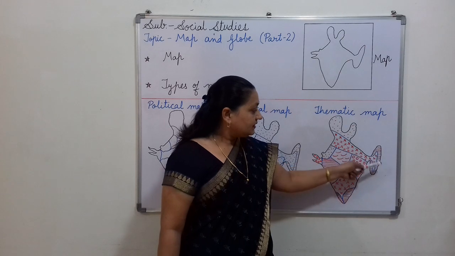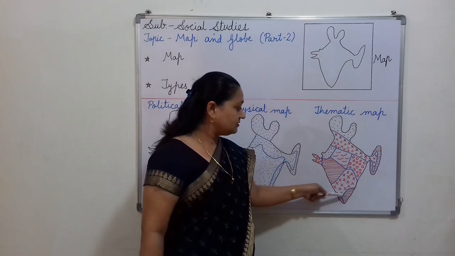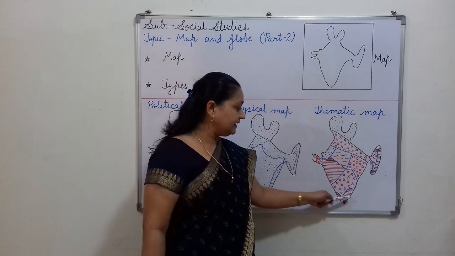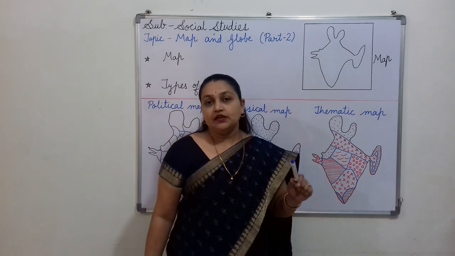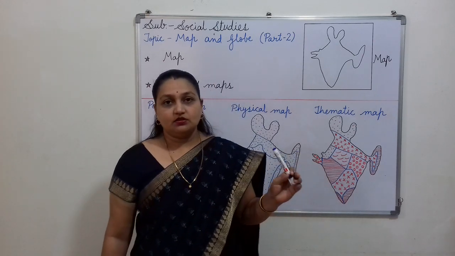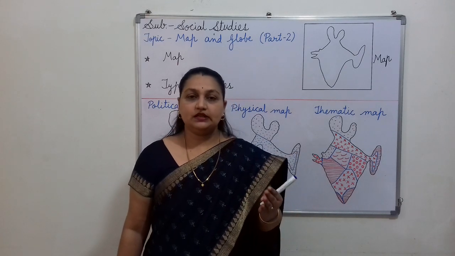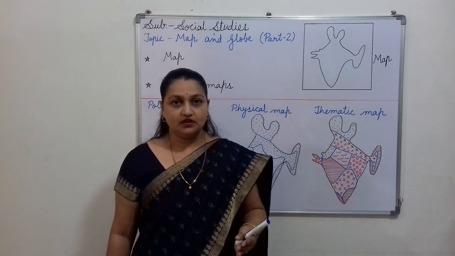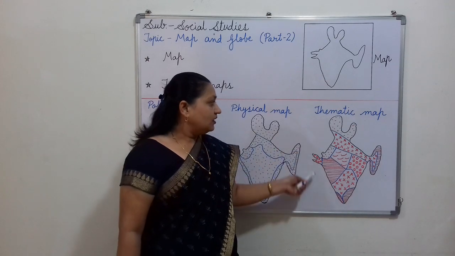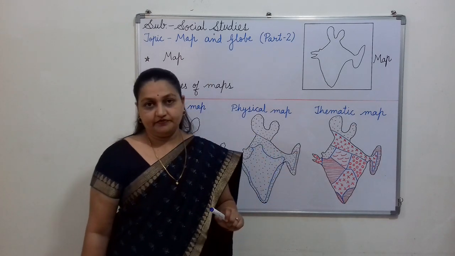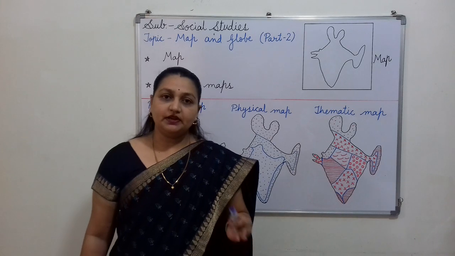Likewise, the places with the lining areas, you see here, these are the areas of our country where the amount of rainfall is the highest. So these are called thematic maps. By this, the topic gets over.